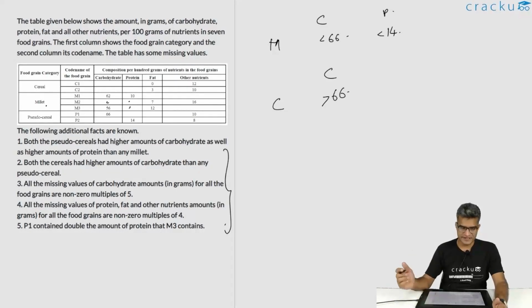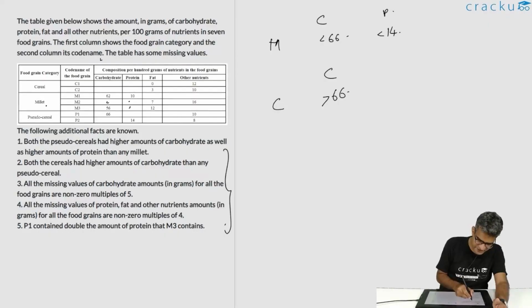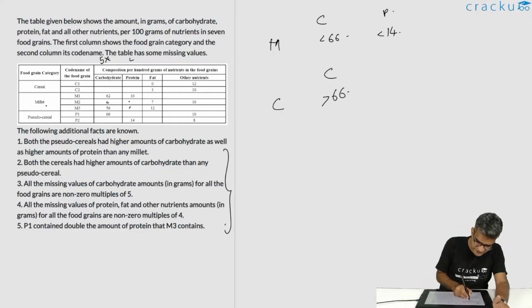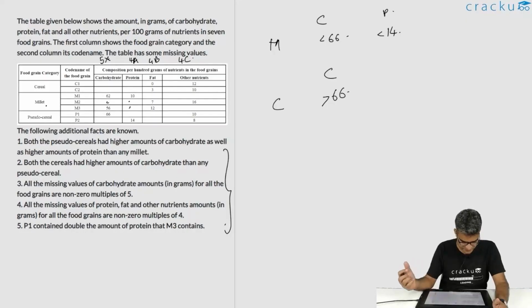We'll use it later. All the missing values of the carbohydrates in grams in food grains are non-zero multiples of 5. So carbohydrates over here will be of the form 5x. All the missing values of protein, fat and other nutrients for all food grains are non-zero multiples of 4. So protein is of the form 4a. This is of the form 4b and this is of the form 4c. Just remembering that all of them are multiples of 4.